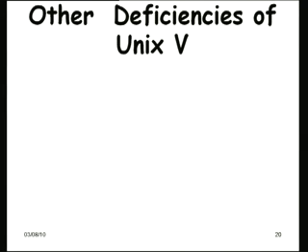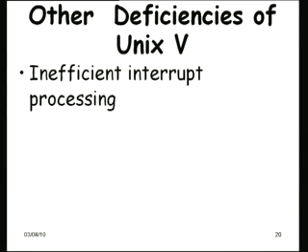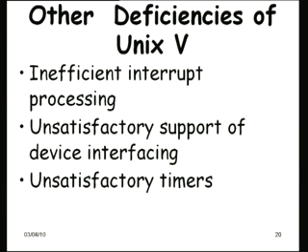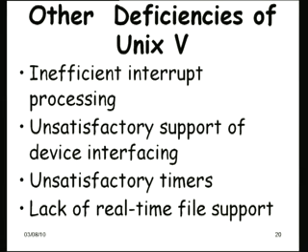There are other deficiencies of Unix System 5. Those three are the main ones, but there are many others. For example, interrupt processing is inefficient. It takes several milliseconds for an interrupt to be processed. There is unsatisfactory support for device interfacing, unsatisfactory timers, and lack of real time file support.